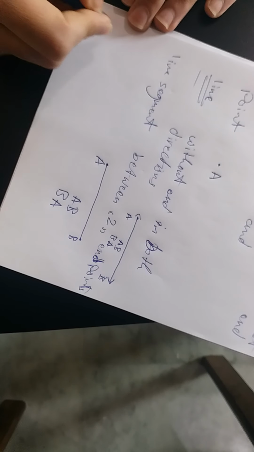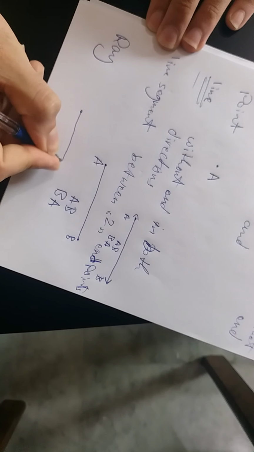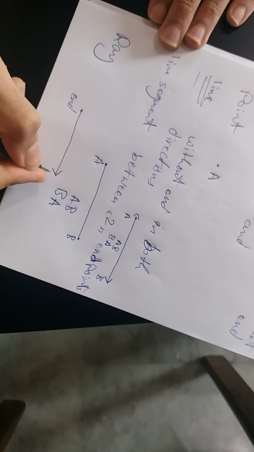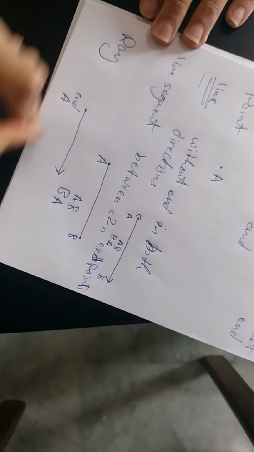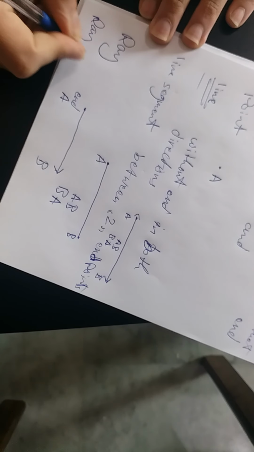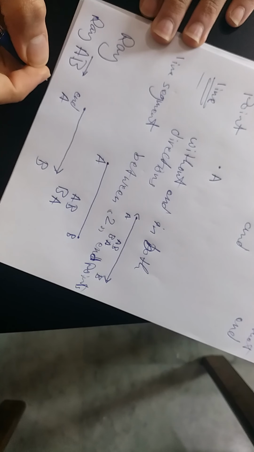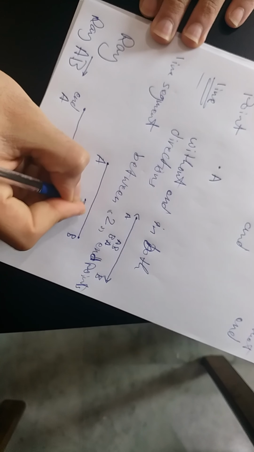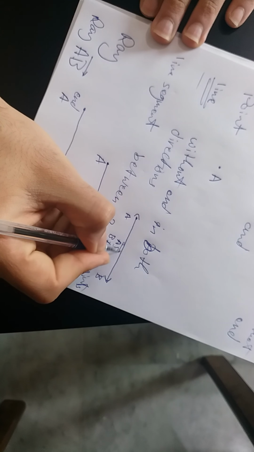Let's talk about the final thing that we talked about, which is the ray. A ray is like this: an end in one direction and no end point in the other direction. If we call this A and B, I'm going to call it ray AB only, and draw this small arrow above it. Here I'm going to call it like this, and here like this.